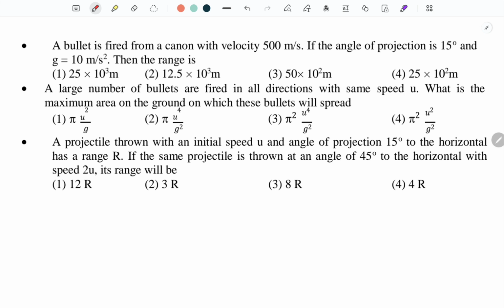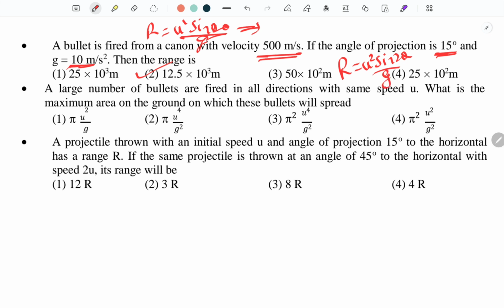Okay, next question. A bullet is fired from a cannon with a velocity 500 meters per second. If the angle of projection is 15 degrees and g is 10, then the range is, range का direct formula है, range is u square sin 2 theta by g. You just substitute this formula. U is given, sin theta 15 is given, g is given. ये just direct substitution problem है. 12.5 × 10^3 meter is the answer. I'm not solving this because directly formula based है. R is equal to u square sin 2 theta by g is the formula to be used.